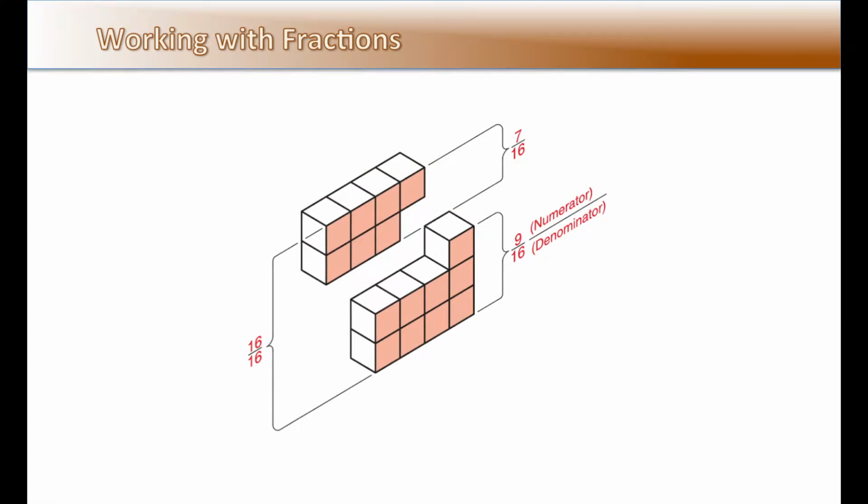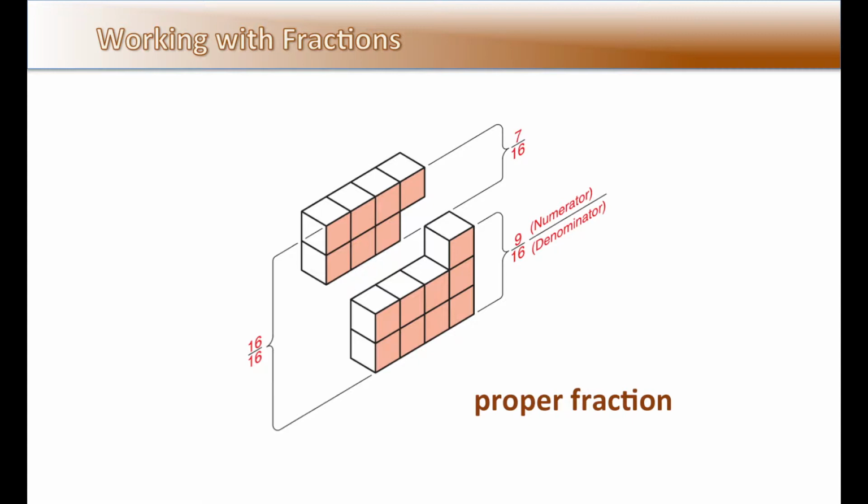Fractions are written with one number over the other. The number on the top is called the numerator, and the number on the bottom is called the denominator, as seen in this 7/16 and 9/16 example. The 7 and the 9 are numerators, and the 16 is the denominator. Note, when you add them together, you get 16/16, which equals 1.